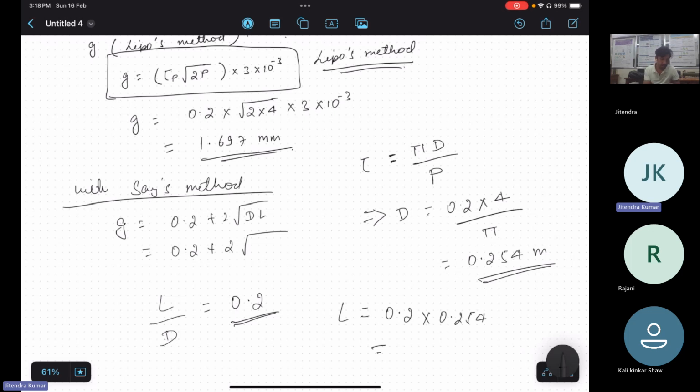0.254, which is 0.050. It's less only. Okay, it's reasonable. Yes, 0.2 is reasonable.